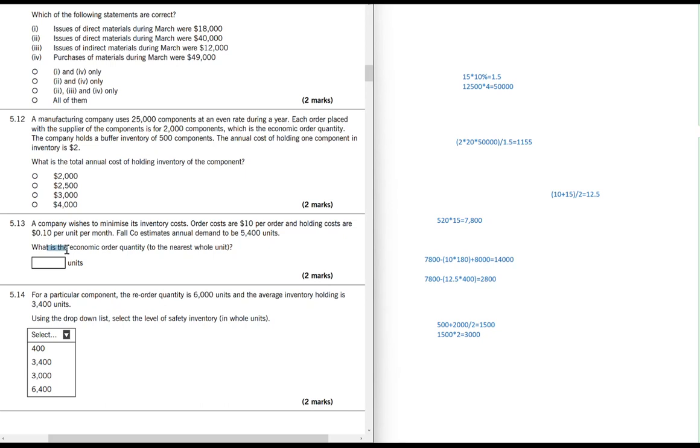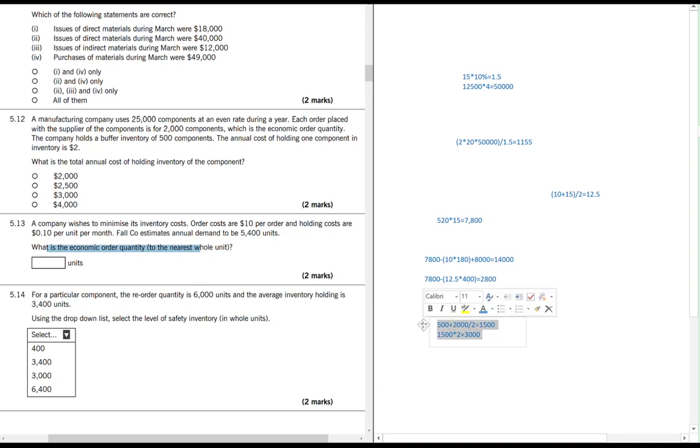What is the economic order quantity to the nearest whole units? So I've already done this. For a particular component, the reorder quantity is 6,000 and the average inventory holding is 3,400. Using the drop-down list, select the level of safety inventory in whole units. It is exactly this question, but they're asking for safety inventory.